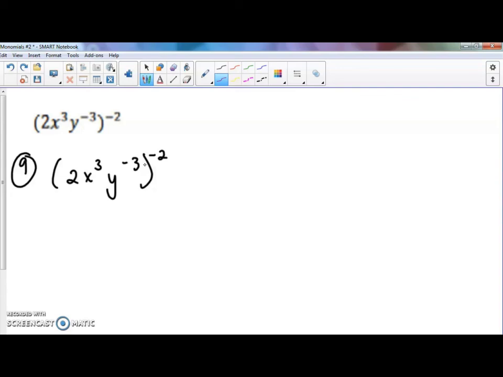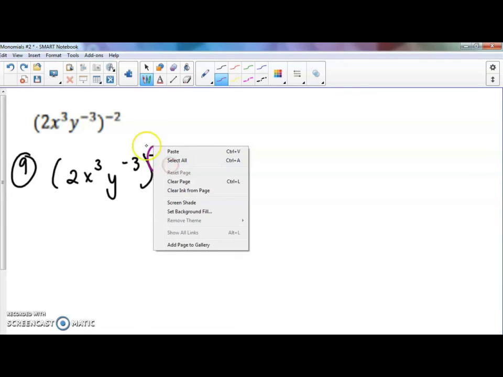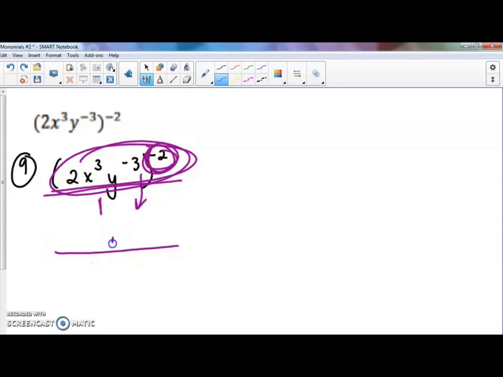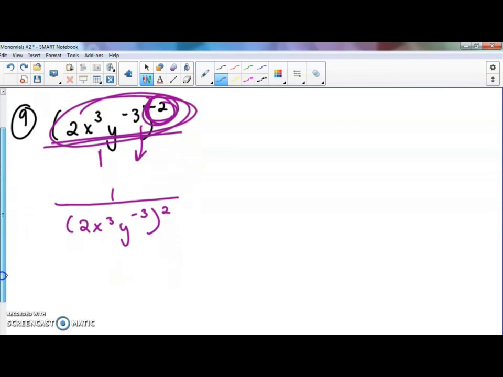So now, what I'm going to do is say the problem with this parenthesis right now is I have a negative 2 here on the outside of it. So that negative square is going to give me problems. So I'm going to put the whole thing over 1 and take this whole parenthesis now to the bottom. So you're always left with a 1 on top if it's empty. And now I'm going to write my 2x cubed y to the negative third, but now it's to the positive second power. So I got rid of that negative power on the outside of that parenthesis. And now we're good to distribute.